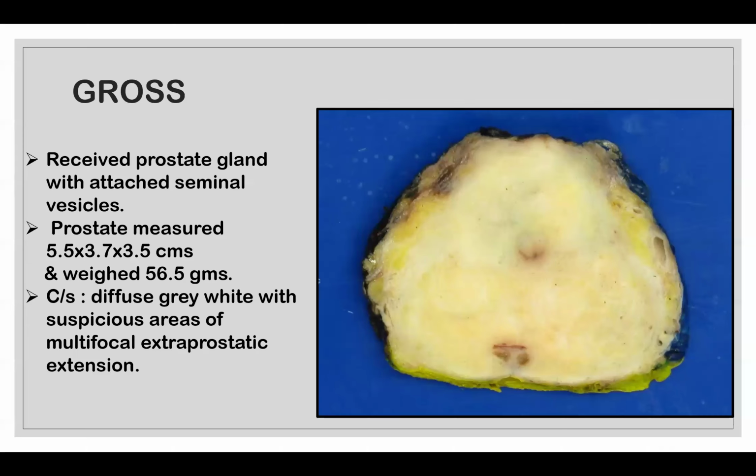Grossly, we received a prostate gland with attached seminal vesicles. Prostate measured 5.5 x 3.7 x 3.5 centimeters and weighed 56.5 grams. Cut section showed diffuse gray white areas with suspicious areas of multifocal extraprostatic extension.